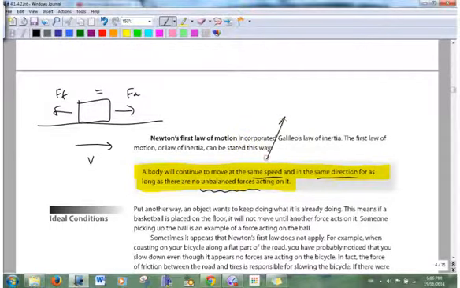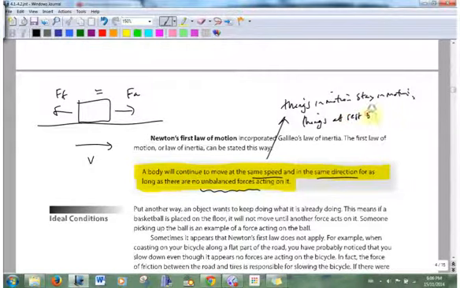Another wording is things in motion stay in motion, and things at rest stay at rest, unless there is an unbalanced, let's call it, or a net force.